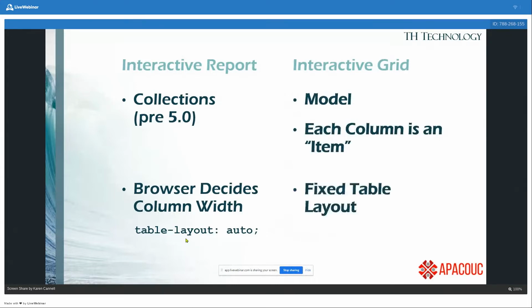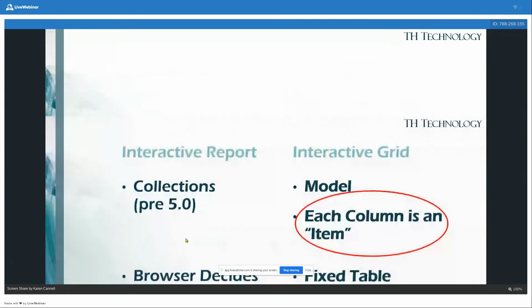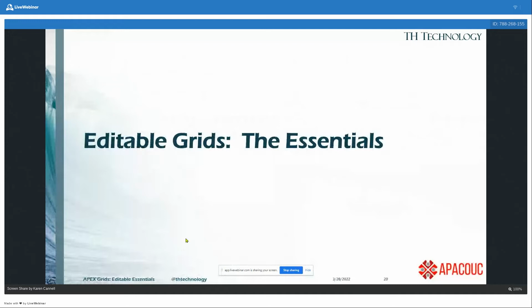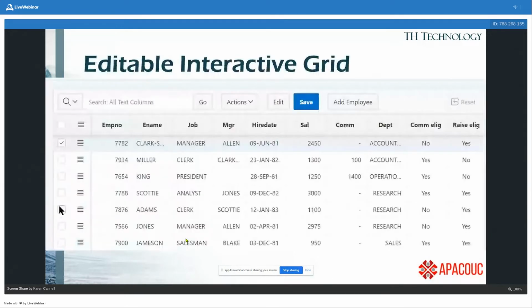Each column is an item, and just in terms of how things look, we now have a fixed table layout, which means your grid is going to expand to fit the width of your region on the page. Maybe that's the width of the page. And it's going to try and adjust the columns to fit that. So it may stretch some, and do other things. And there are ways to adjust that which are outside of this editable focus. So we're just going to look at the essentials.